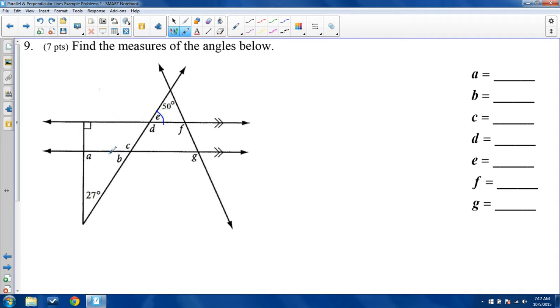Here's where you start. A is a right angle, not because it looks like it, but because of the theorem that I stated before: when a line is perpendicular to one of two parallel lines, then it's perpendicular to the other. If this is 90 degrees, then this is congruent to it because these are corresponding angles. So A is 90 degrees, has to be. If this is 90 and this is a right angle, B and 27 are complementary.